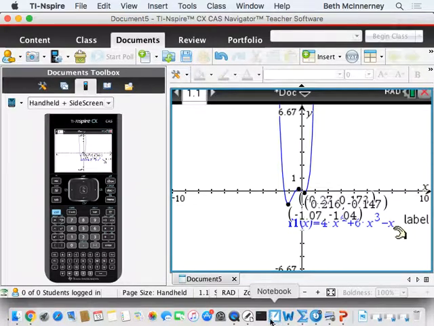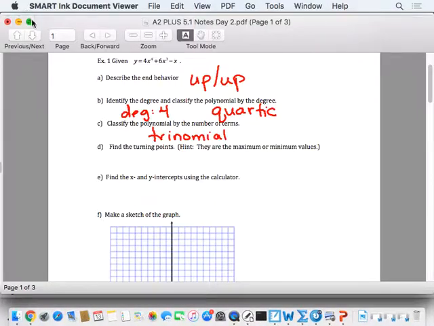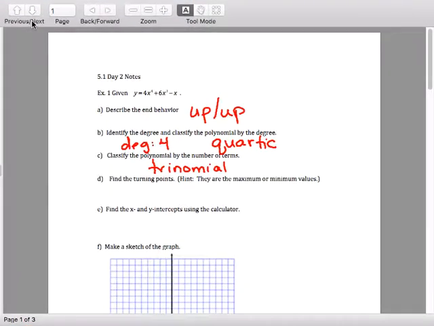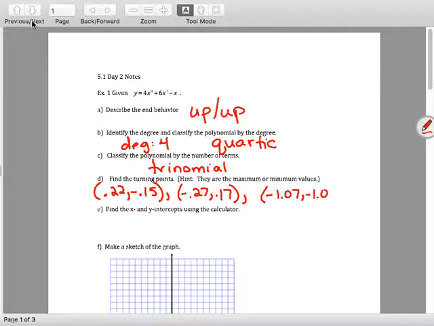All right, let me toggle back here to show you that. It says find the turning points. So I said 0.22, comma, negative 0.15, negative 0.27, comma, 0.17, and negative 1.07, comma, negative 1.04.